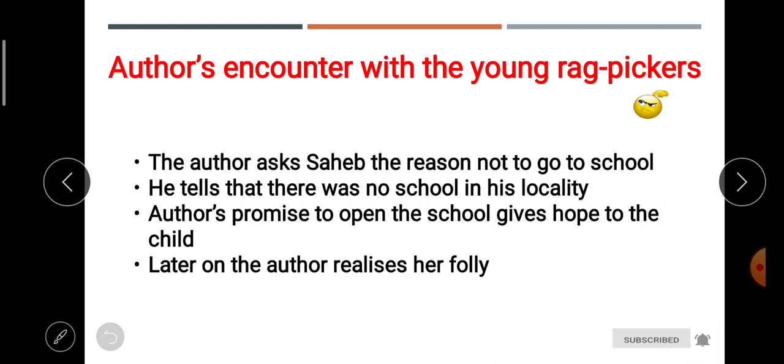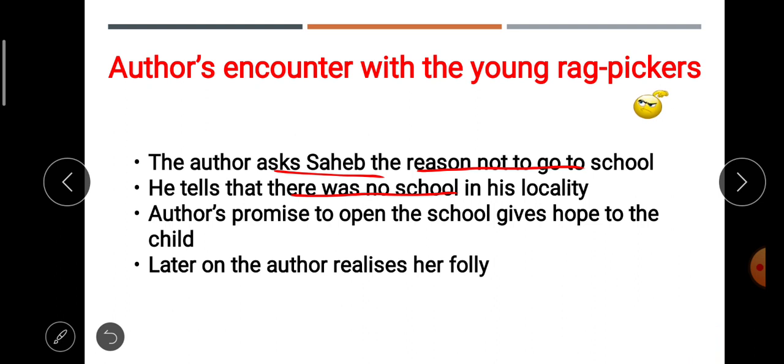Author's encounter with the young rag pickers. Anis Jung used to walk down that street frequently, and very frequently she used to meet some faces which became very familiar with the passage of time. Then one day she asked the young child, who is Sahib-e-Alam, the central character and the hero of this first half of the story, the reason of not going to school. And the child replied that there was no school in his locality, that's why he is not able to go to school.